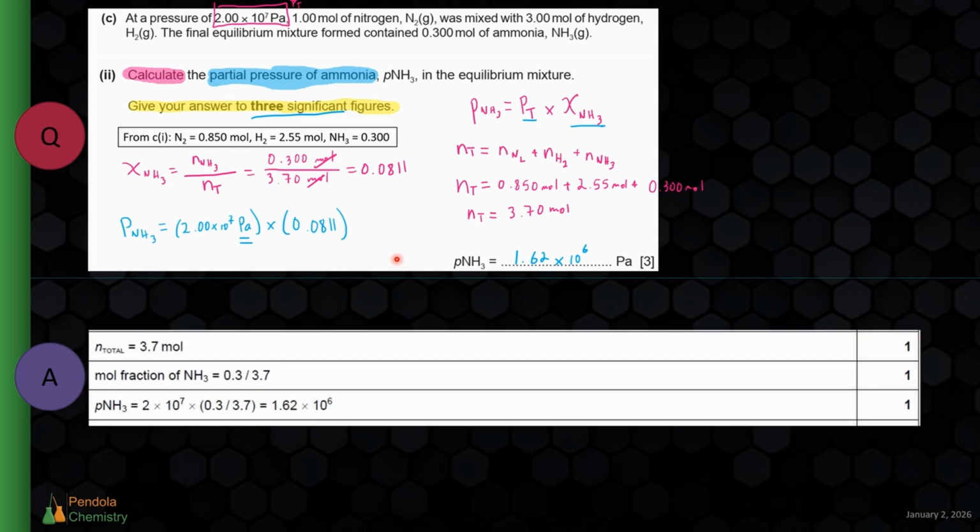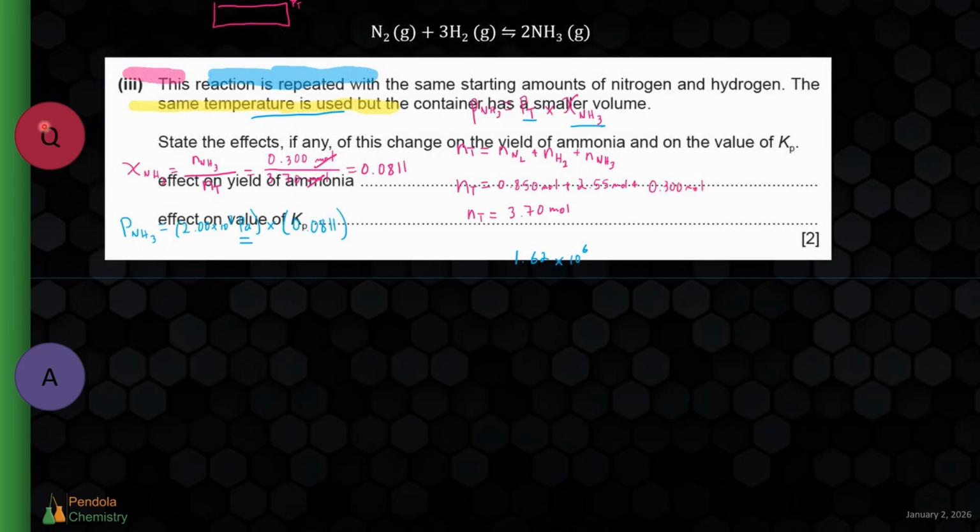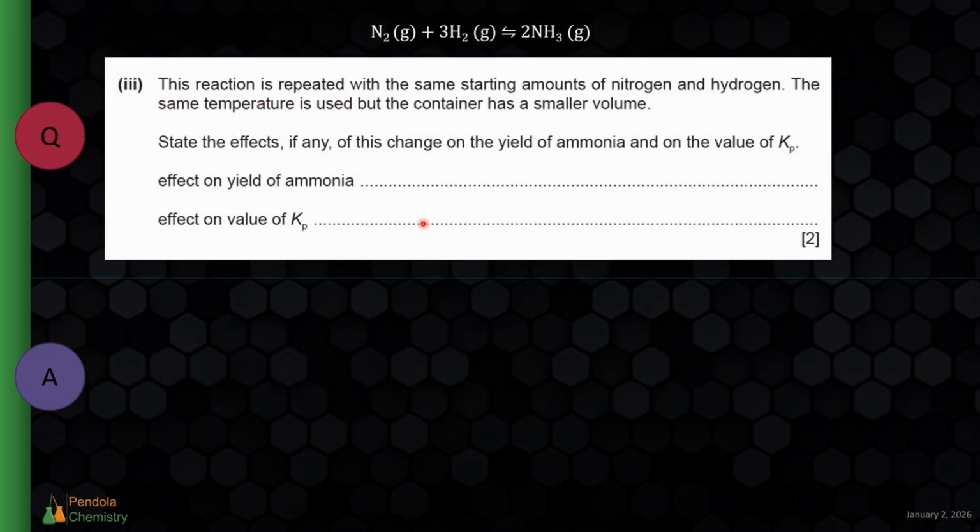Finally, let's do one more theory question and to then be done with this section. So let's look at this theory question, right? This reaction is repeated. We're talking about the exact same reaction. This is part 3 of the exact same reaction we're just looking at. This reaction is repeated with the same starting amount of nitrogen and hydrogen. The same temperature is used, but the container has a smaller volume. State the effects, if any, of these changes on the yield of ammonia and on the value for Kp.